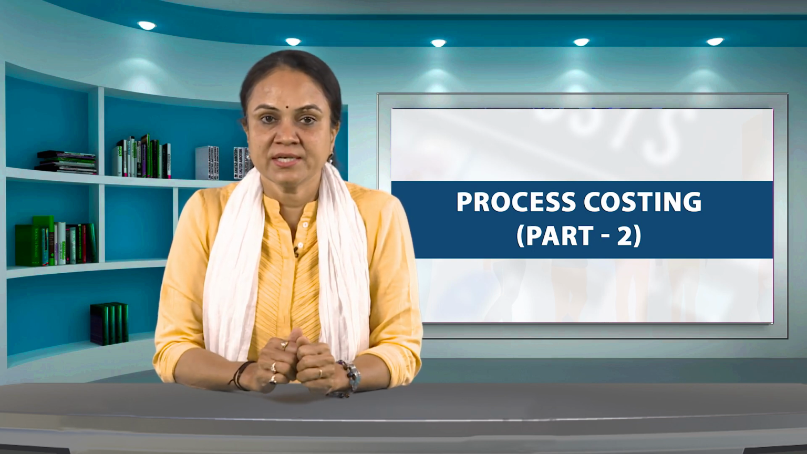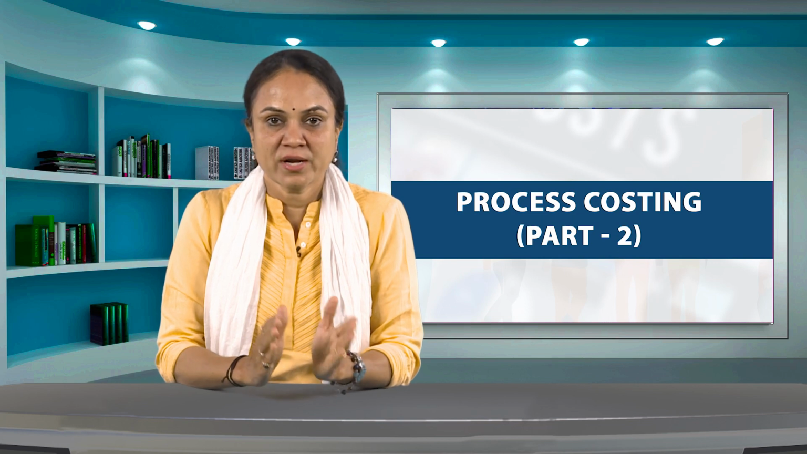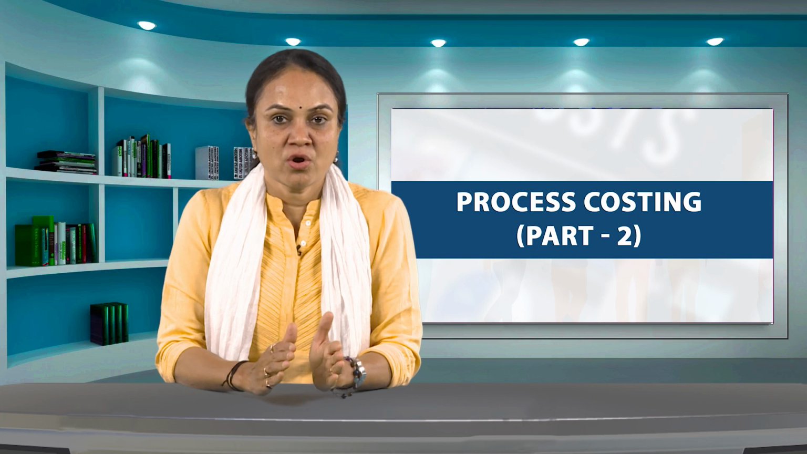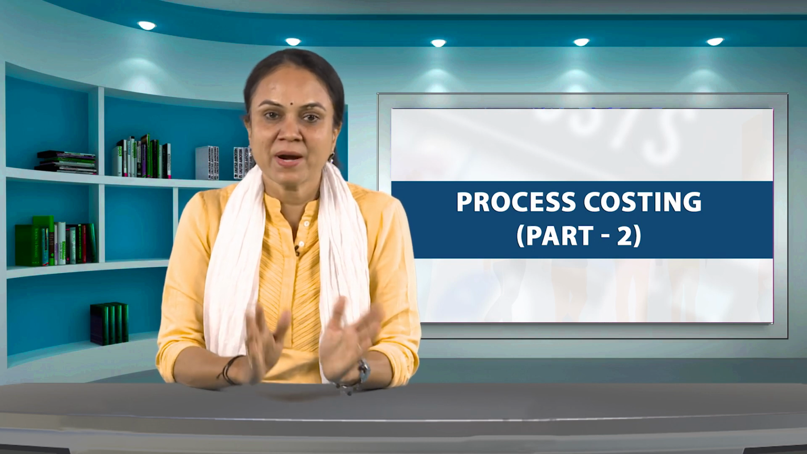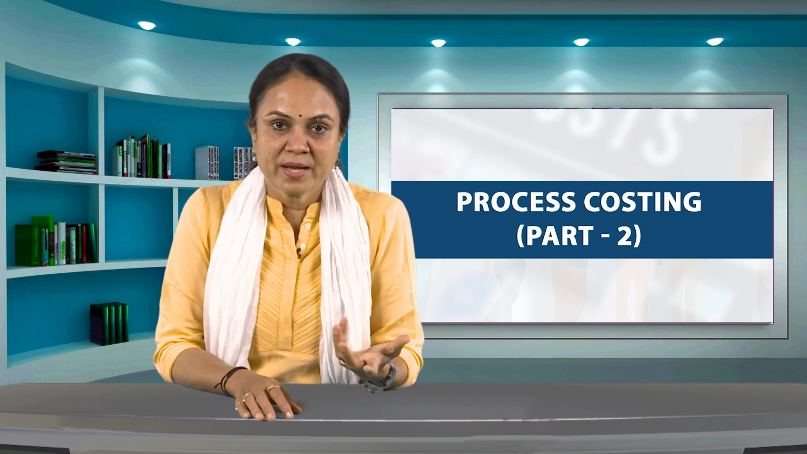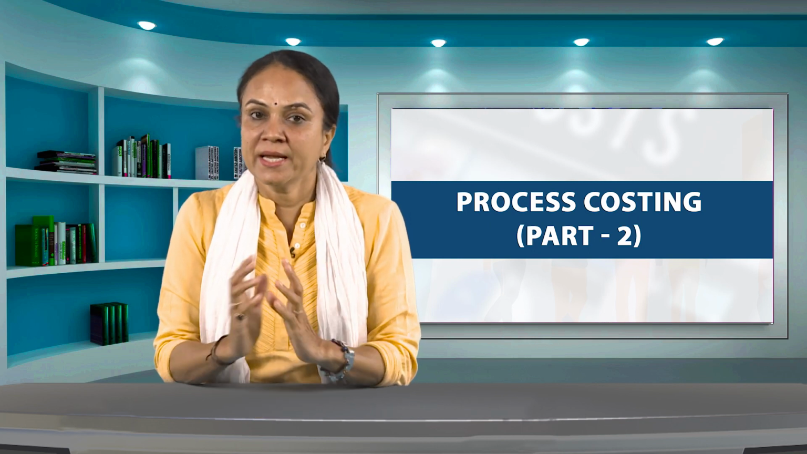Let us pass the journal entry. Journal entry for abnormal loss. A reverse journal entry of abnormal loss will be passed for abnormal gain. So, here process account debit to abnormal gain account.